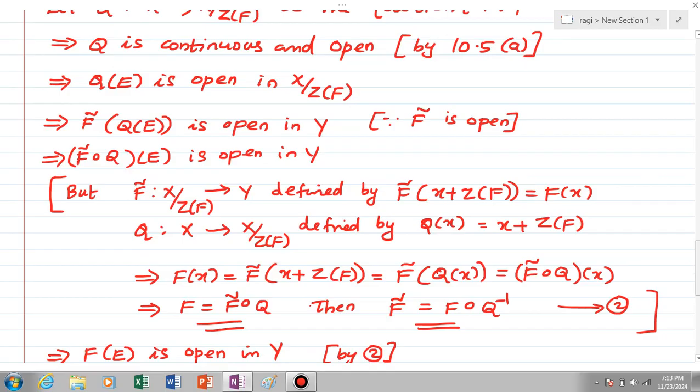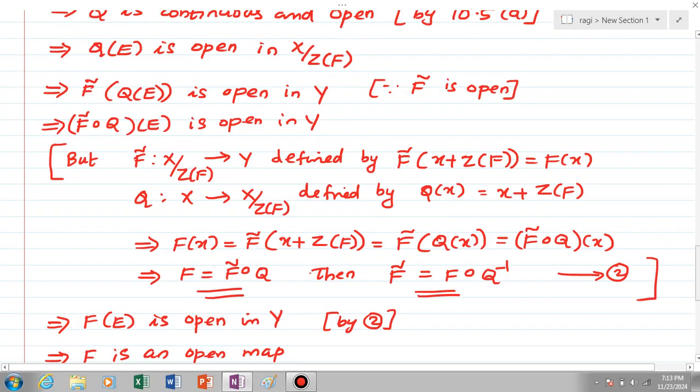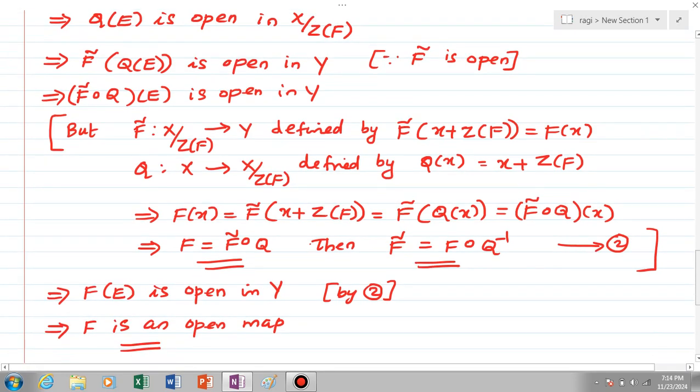Then using that, we can see that f tilde composition Q is f, and so f of E is open in Y. Okay, this means that if E is an open set in X, then f of E is an open set in Y, implies f is an open map. So if f tilde is open, then f is open.